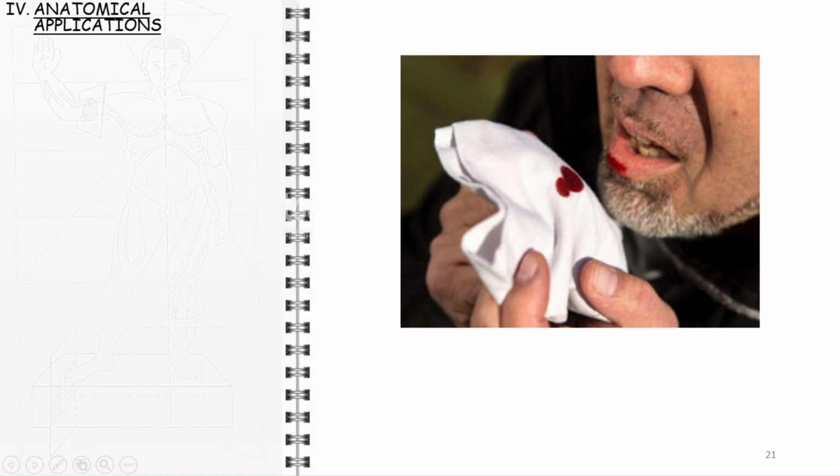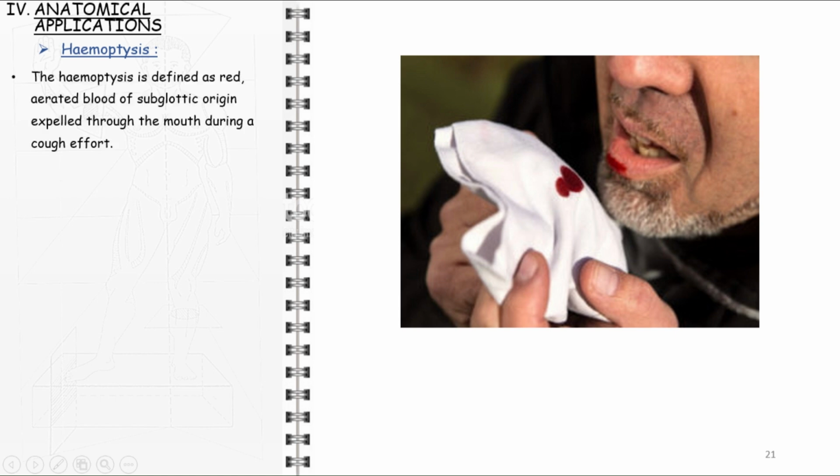Building on what we just discussed, we will now transition to some key clinical applications in understanding some conditions and pathologies, such as hemoptysis. Hemoptysis is defined as red, aerated blood of subglottic origin expelled through the mouth during a cough effort. It indicates the passage of blood from the thoracic vascular system into the airway and serves as an alarm symptom requiring urgent etiological investigation.